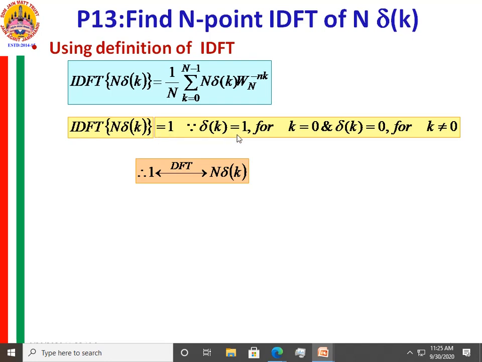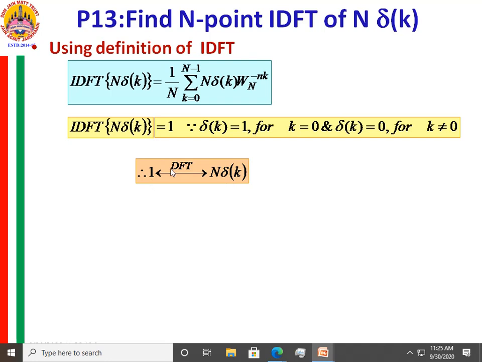Because delta of k is equal to 1 for k equal to 0 and delta of k is equal to 0 for k not equal to 0, this entire summation will exist only for k equal to 0. Therefore, the value of this summation will be equal to 1 if you substitute k equal to 0 in this equation. At k equal to 0, the value of this is 1 and W raised to 0 is also 1. Therefore, this is equal to 1.